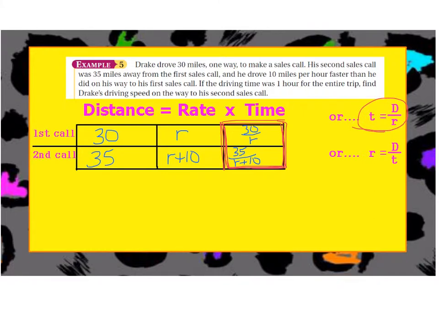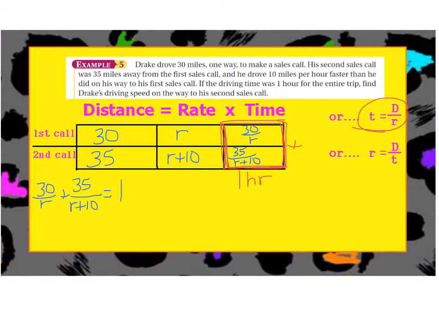Now, there's one more piece of information we haven't used, and that's right here. It says the driving time was 1 hour for the entire trip. Okay, so all of the time that it took on the first call, plus all the time on the second call, should add up to a grand total of 1 hour. Well, there's your equation. Let's set it up. 30 over r plus 35 over r plus 10 is going to equal 1 hour.